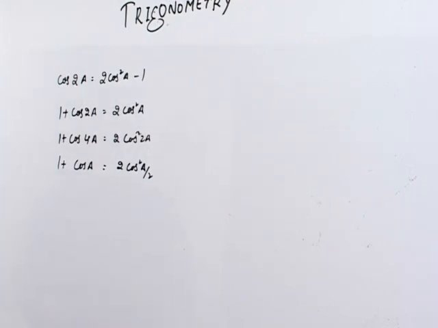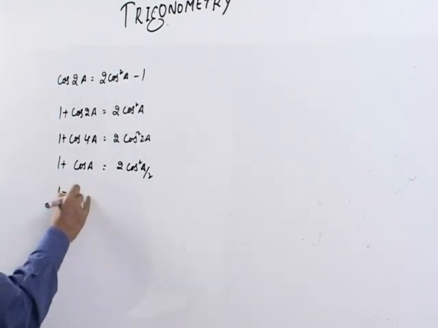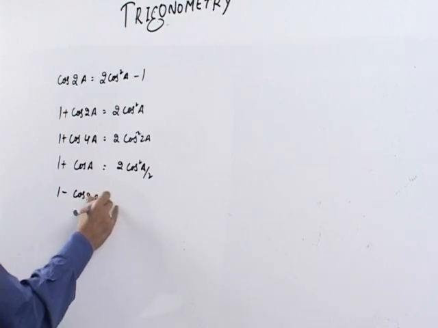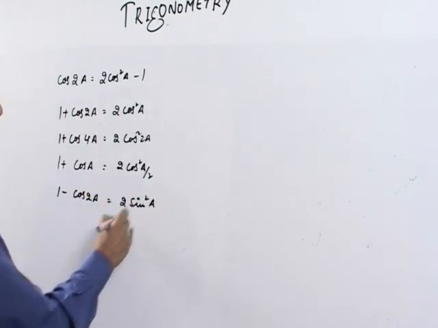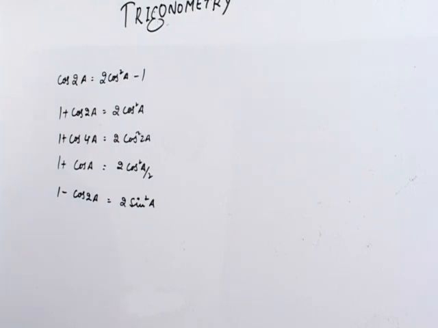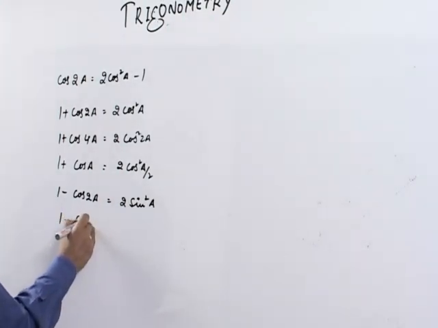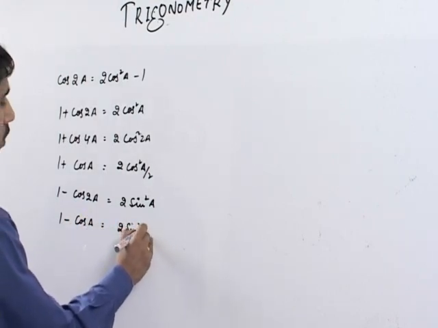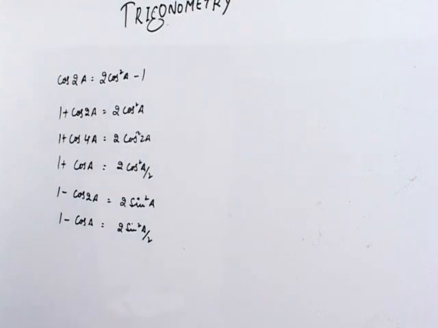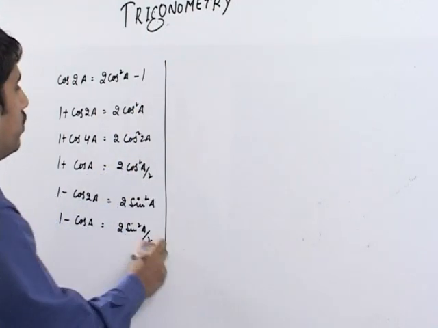In a similar pattern, you can write 1 minus cos 2A is equal to 2 sin square A, and 1 minus cos A is equal to 2 sin square A by 2. A few more conclusions.